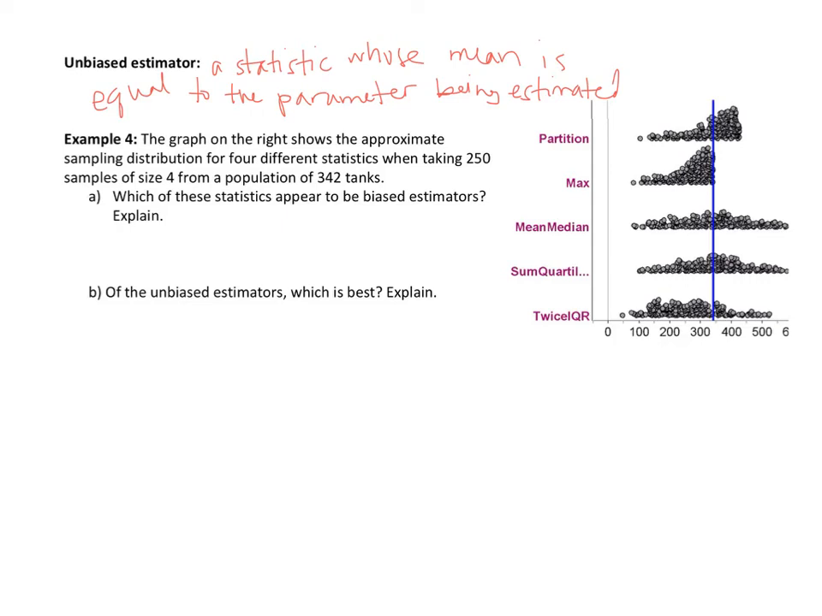And for A, they're asking you which of the statistics appear to be biased estimators. You might be able to guess a biased estimator is the exact opposite of an unbiased estimator. In this case, you're going to be looking for things that have a statistic not being equal to the parameter. And here, this blue line, although in your paper it might be gray or black, represents the actual population mean. So this is the actual mean number of tanks. And remember, the actual mean is going to be a parameter.